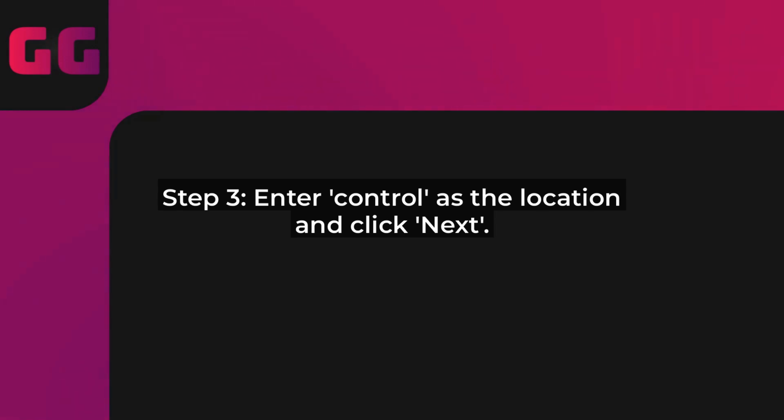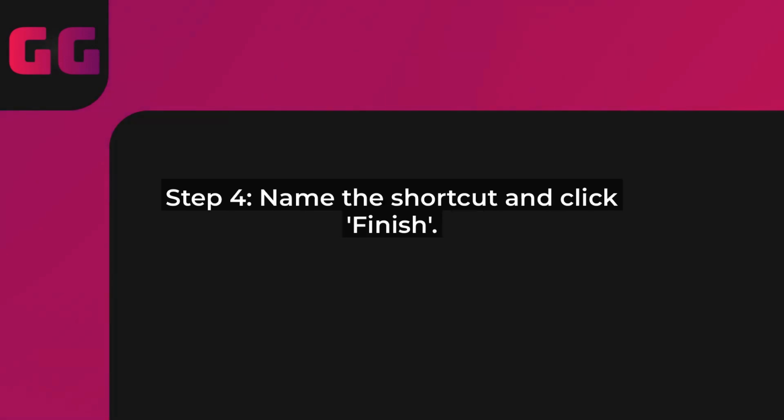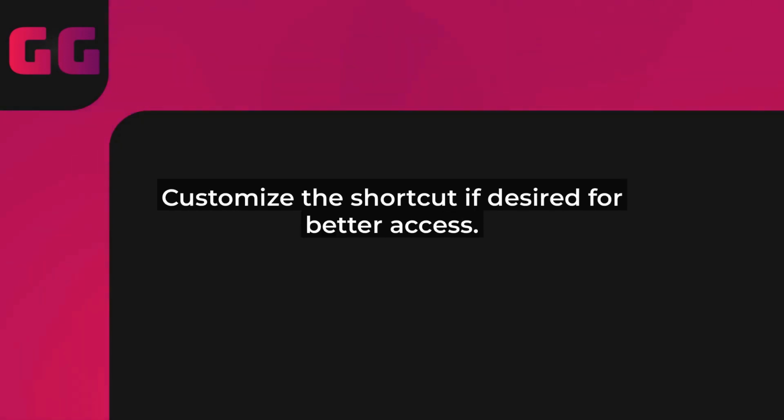Step 3. Now, give your shortcut a name. Something clear like Control Panel works great. Click Finish, and voila, a new icon should appear on your desktop. If you want to customize it further, right-click the new shortcut, select Properties, and you can change the icon or add a keyboard shortcut for even faster access.